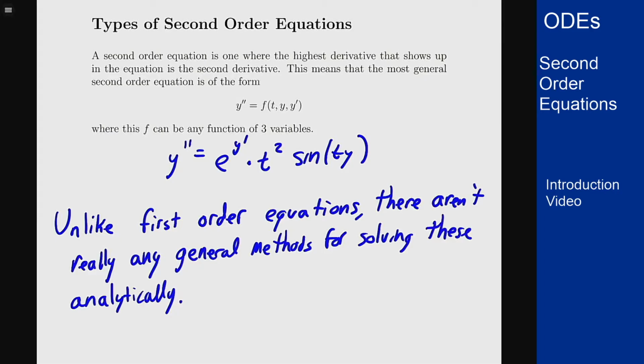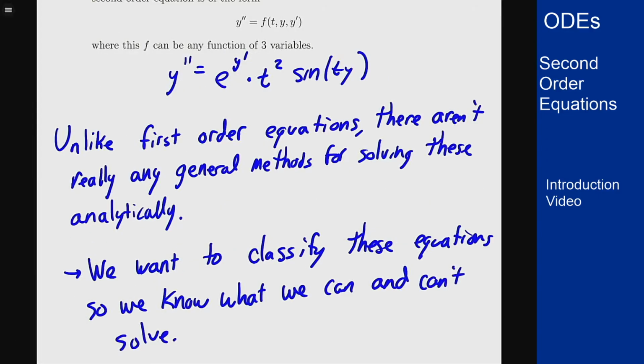What we really want to do is narrow down the types of equations that we do know how to solve and know how to distinguish them from other types of equations. If this equation only had a function of t on the right side, we could integrate twice and be done, and that'd be great. But if it has y and y prime, then we might be stuck. And so narrowing what we can solve is going to be important.